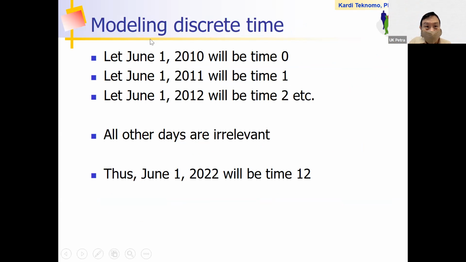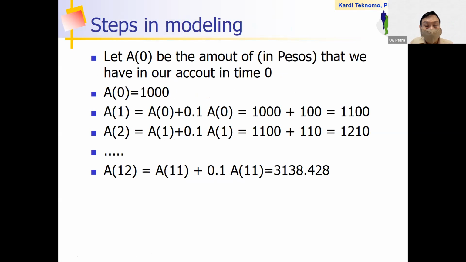Okay, so then the model is simple like this. On June 1, 2010, the time is 0. June 1, 2011, the time is 1, and so on. The other days are irrelevant. And then June 1, 2022, the time will be 12, right? You see? Then, how will you model?